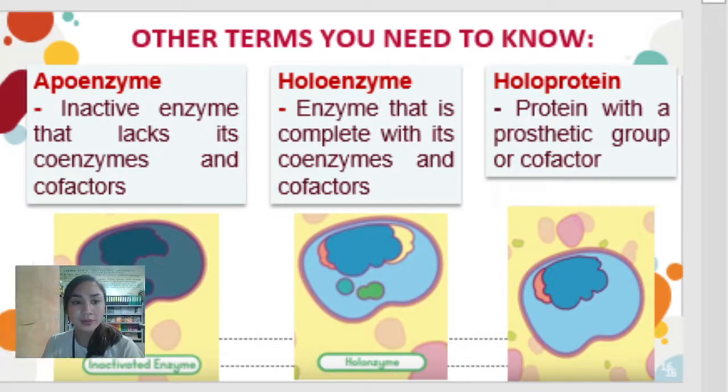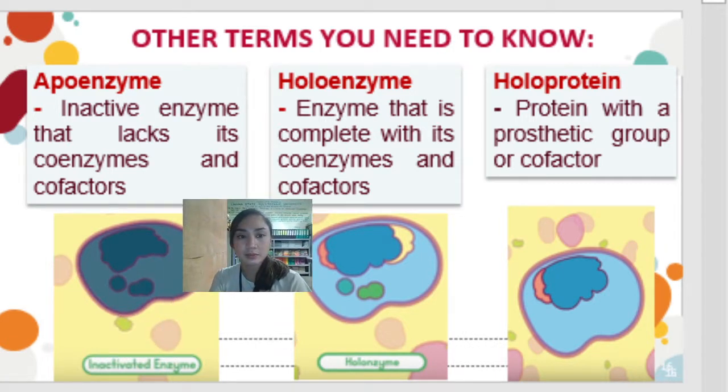Okay, and then we have the next here, which is a holoenzyme. It's an enzyme that is complete. So, kompleto with its coenzymes and cofactors as well as the substrate itself already attached to the active site. And then, the last terminology that you should know is a holoprotein. It is a protein with a prosthetic group or cofactor. So, dito naman sa ating holoprotein, there is only one present. It's either a prosthetic group, a cofactor, or maybe a coenzyme.